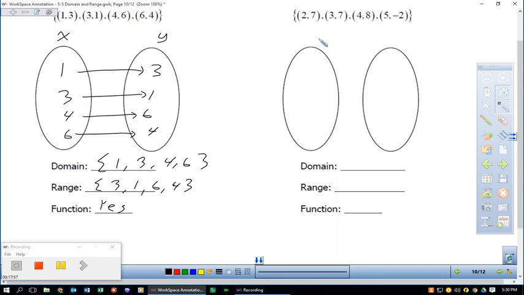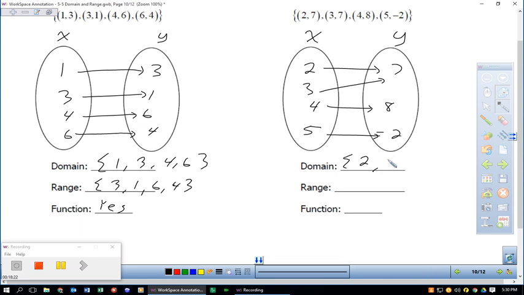That'd be illegal. All right, next we have 2 goes to 7. Then we have 3 goes to 7. I've already written it, so I'm not going to write it twice. 4 goes to 8. And 5 goes to -2. X's and y's. So our domain is 2, 3, 4, 5. Our range is 7, 8, -2. And it is a function because none of our x's repeat. None of our x's are going 2 different directions.